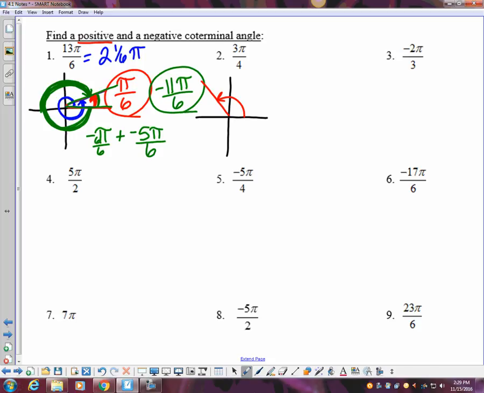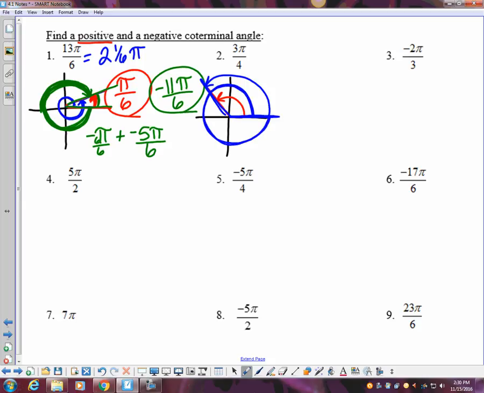So for the positive angle, I cannot start here and stop there because that would be 3 pi over 4. What I have to do is start here, keep going, and then hit the terminal side. Remember, we have to start and stop at the same place. I don't get to change where I stop. We have to stop on that terminal side. So now I just have to figure out how big this angle is. Well, that's pi.